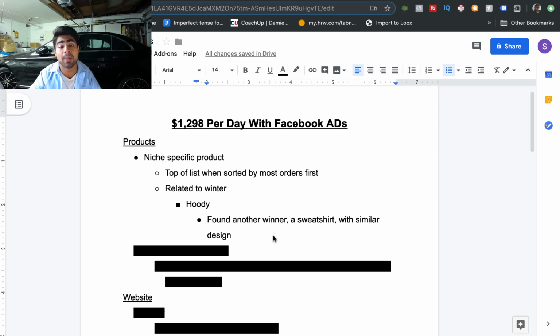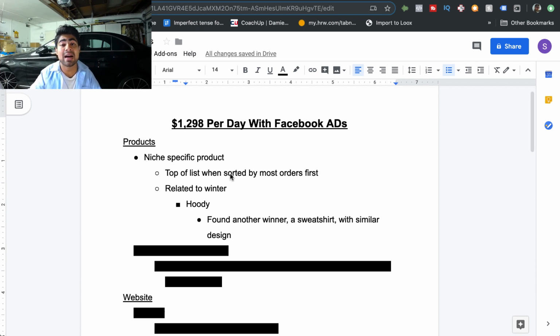I found another winning product during the later portion of this month and in the beginning of November. And this specific product was actually a sweatshirt. It was not a hoodie, but it had a very similar design to the winning hoodie, which is why I began to sell it as well. So because this hoodie was getting advertised by other advertisers, I began scaling down for the hoodie, and for the sweatshirt I began to scale back up. So that's when my profit started to go back up again.